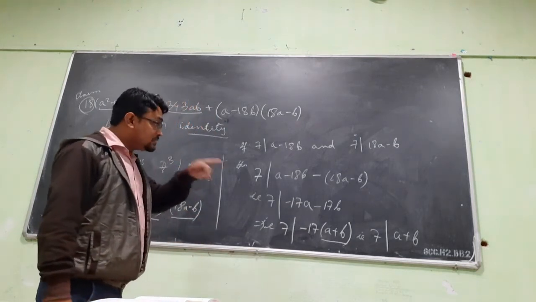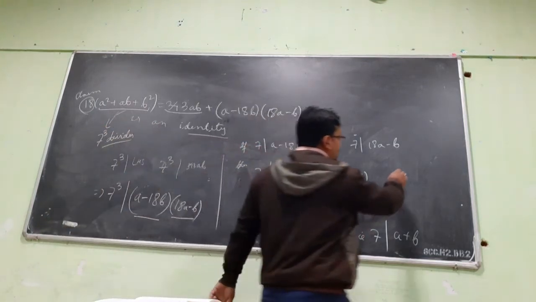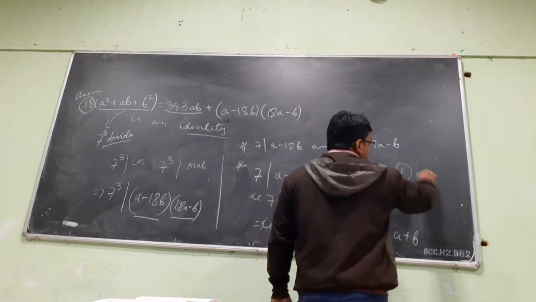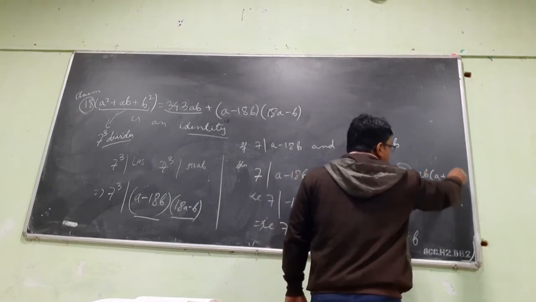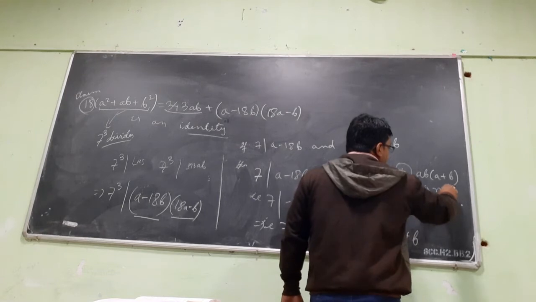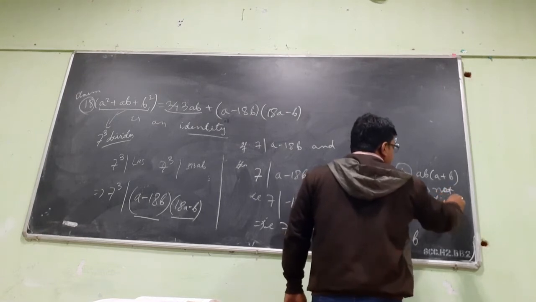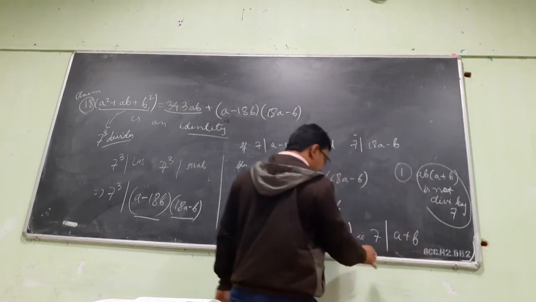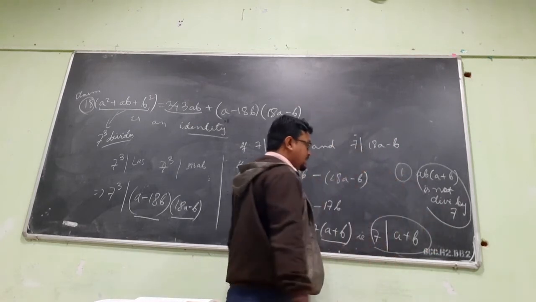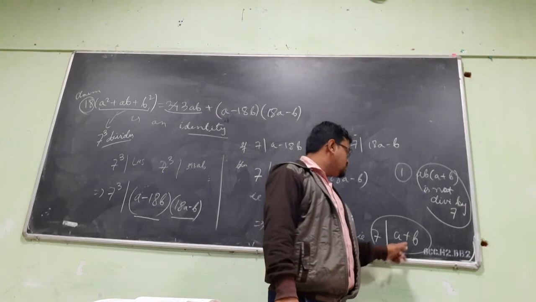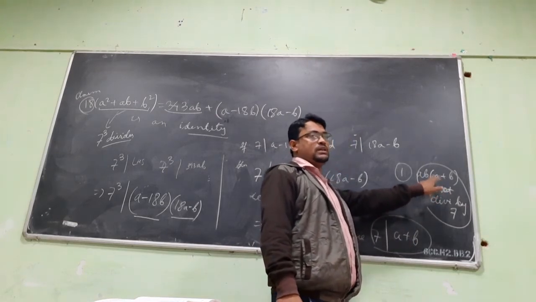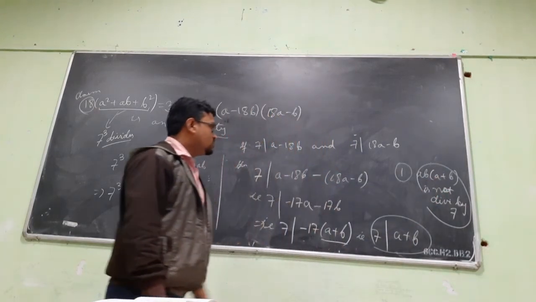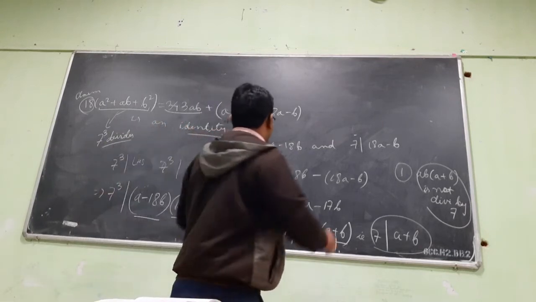But this is the problem, because the first condition says that ab into a plus b is not divisible by 7. So the first condition here is violated. If 7 divides a plus b, then 7 will also divide this quantity, ab into a plus b. So this is not valid.